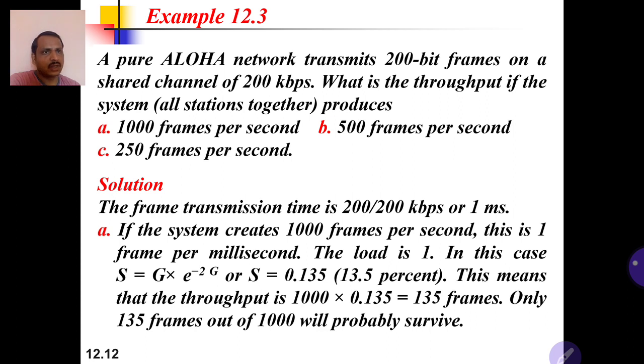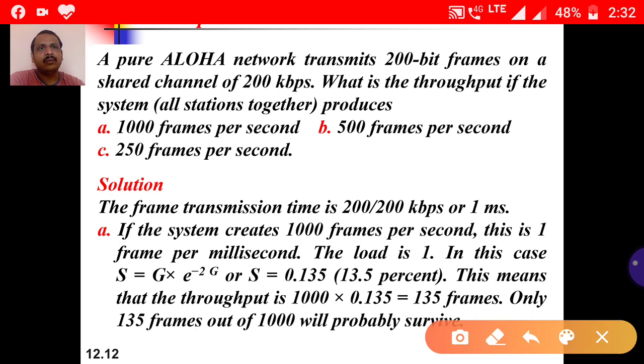Then what will be the load? Load is equal to 1, G is equal to 1. Can you understand this? Here we calculate the frame transmission time. 200 is the number of bits that need to be transmitted. 200 kbps is the speed of transmission. How much time is required to transmit one 200 bit frame at a speed of 200 kbps? Obviously, it's 1 millisecond.